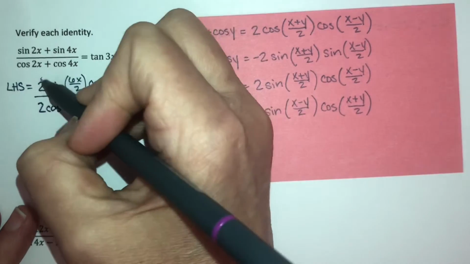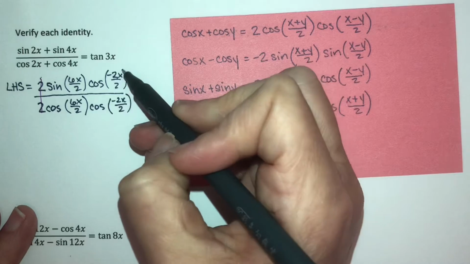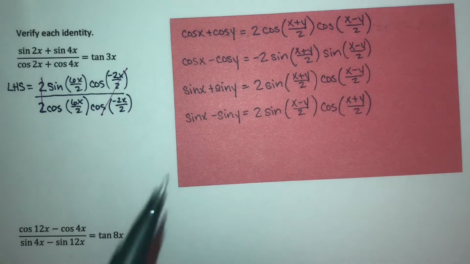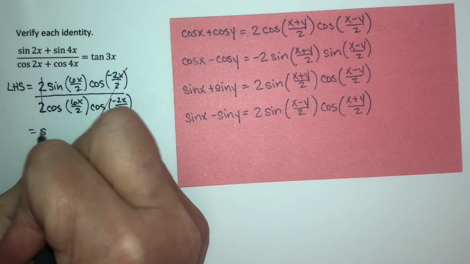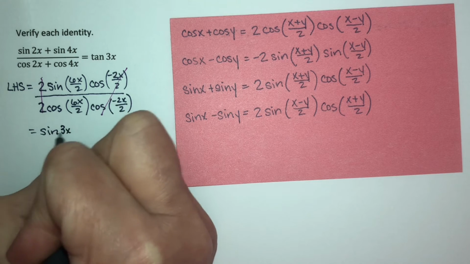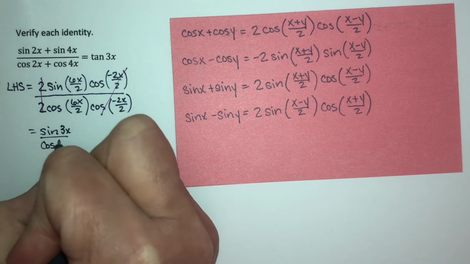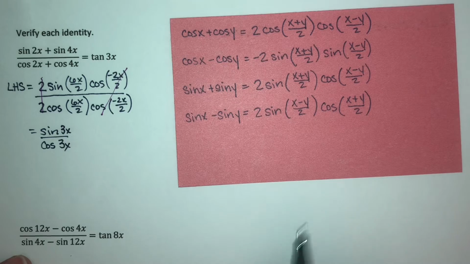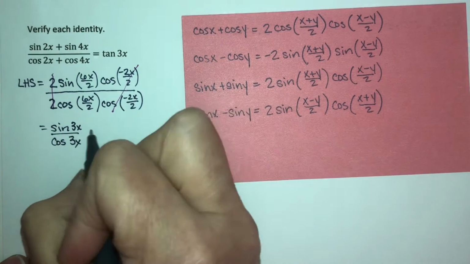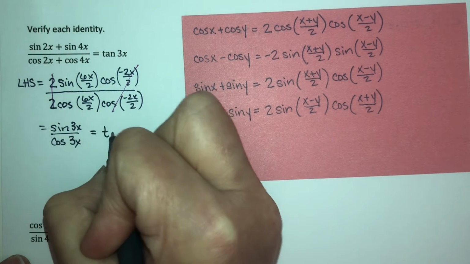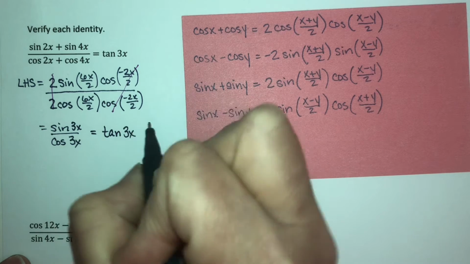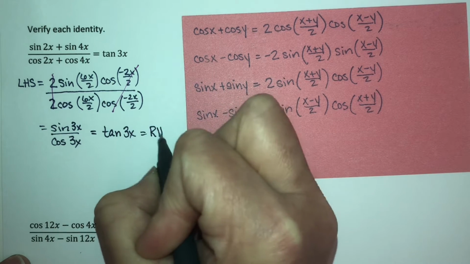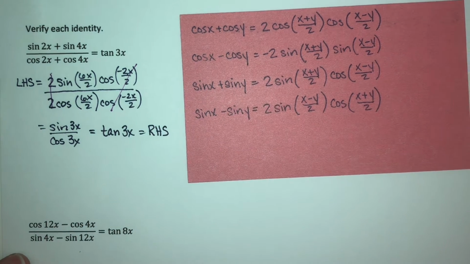Well, the 2's reduce. Those are the same. So I have sine of 3x over cosine of 3x. And then one of our quotient identities says that this is the same thing as tangent of 3x, which is our right-hand side. So this is simplified, and it is verified.